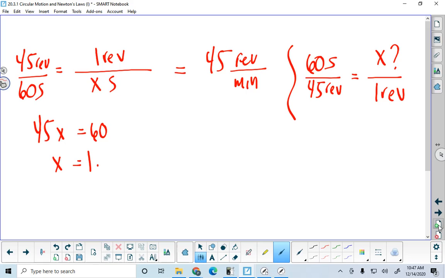Can you help me out here? Is it 1.3 repeating? And the 3 goes on? Okay, good. Thank you, Andrea. So 1.3 repeating seconds.